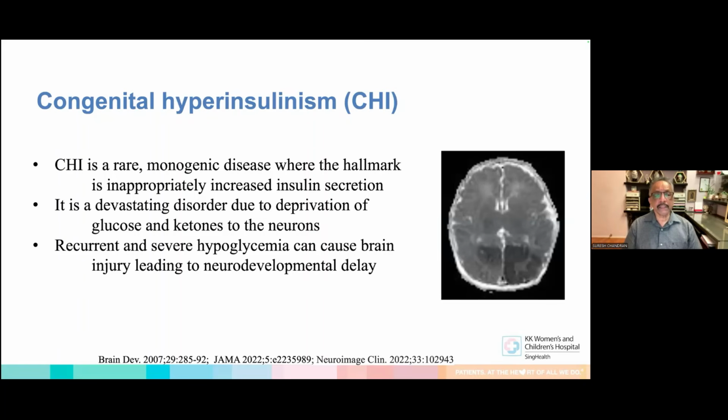It is a devastating disorder due to deprivation of glucose and ketones to the neurons. Recurrent and severe hypoglycemia can cause brain injury, leading to neurodevelopmental delay.